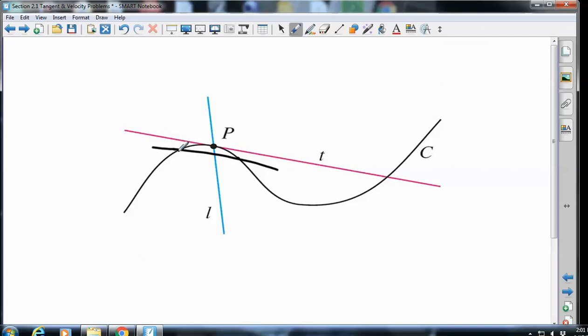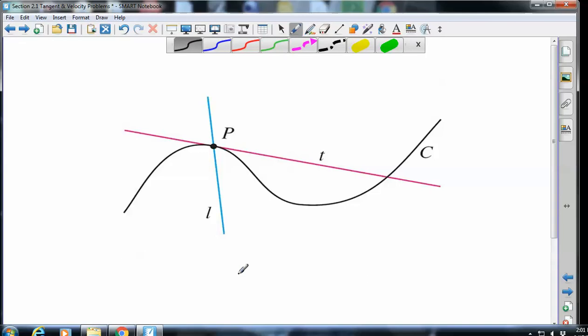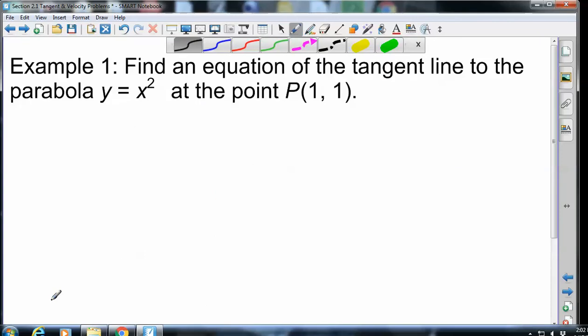Okay. Now, tangent lines are actually huge in calculus. They have a lot of applications. So we are going to be talking about this idea of a tangent line for the rest of the semester. And we are going to talk about all the different things this tangent line can show us. We're going to start by trying to find equations for these tangent lines. So let's look at an example. I want the equation of the tangent line to the parabola y equals x squared at the point (1, 1).